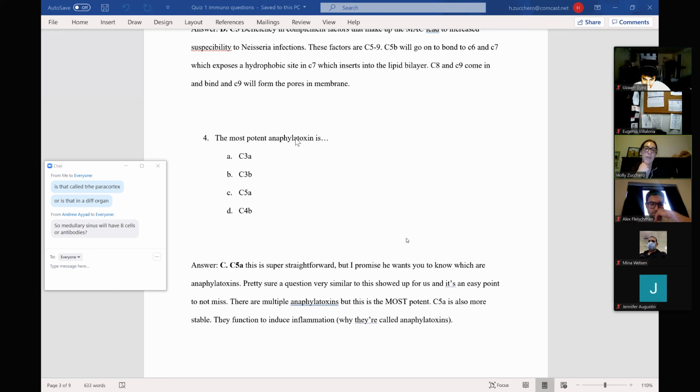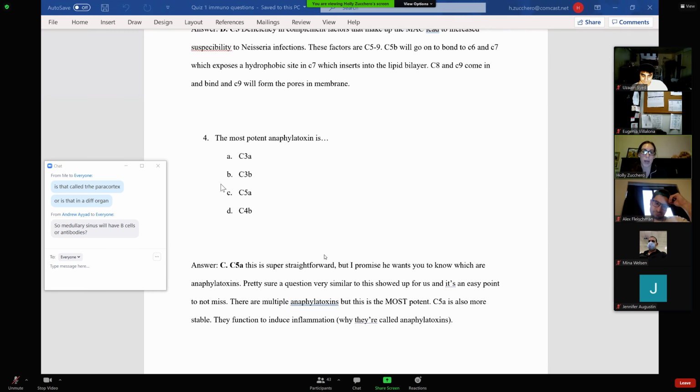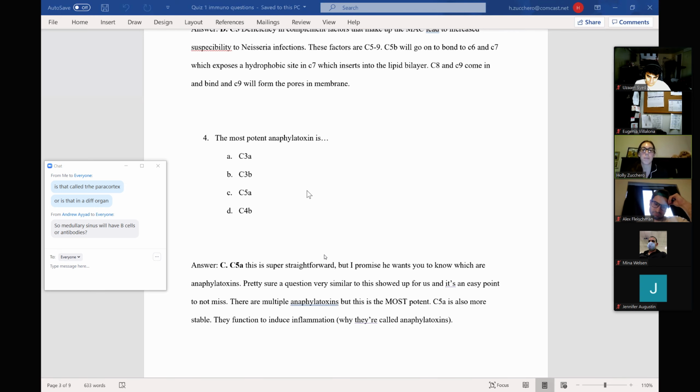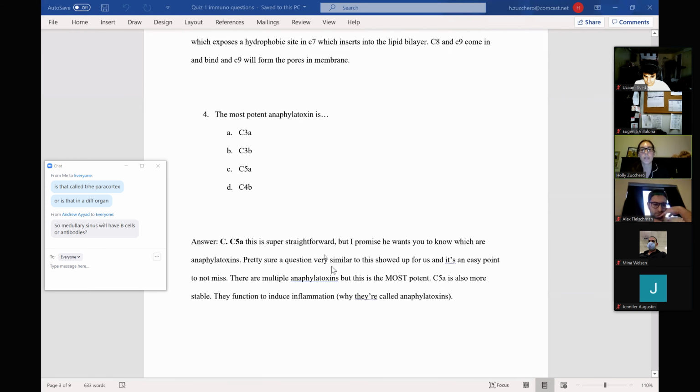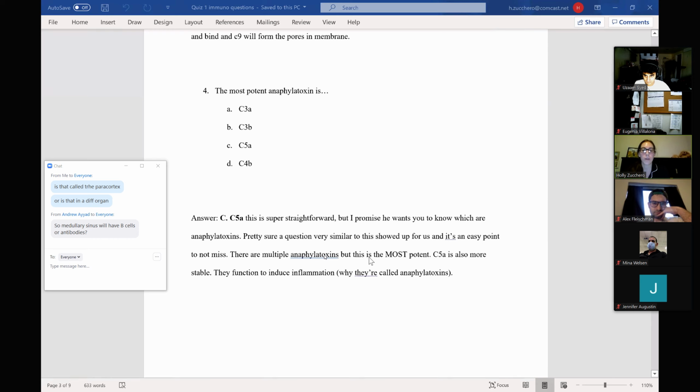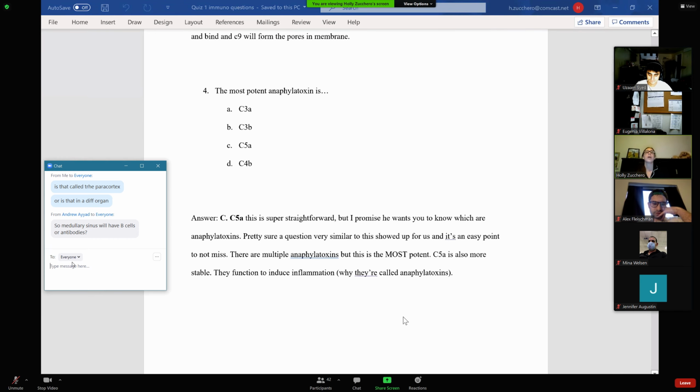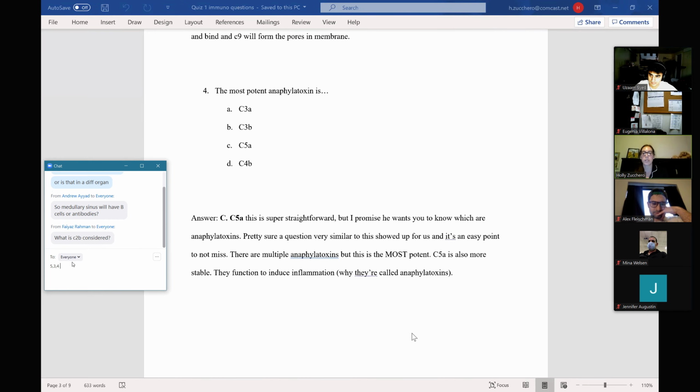The most potent anaphylatoxin is C5a. Your anaphylatoxins are C3a, C4a, and C5a. In order of stability and potency, the most potent and stable is C5a, followed by C3a, and then C4a. They're called anaphylatoxins because they recruit neutrophils and other cells to mount an inflammatory response.